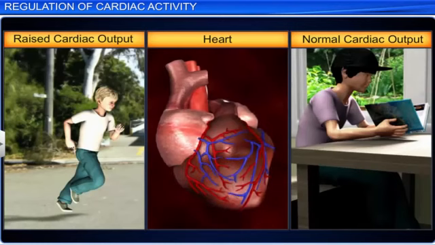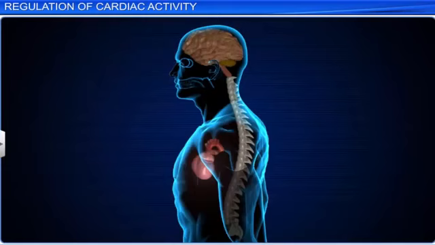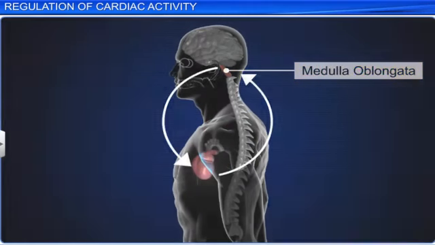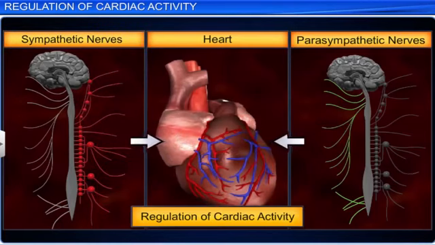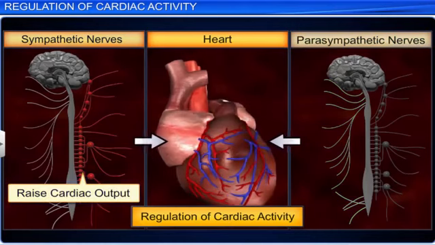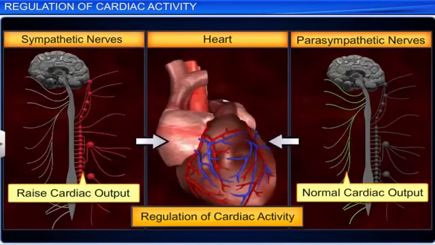Our body has the ability to increase or decrease cardiac output when required. This is because nodal tissues, which induce cardiac activity, are controlled by the medulla oblongata of the brain through sympathetic and parasympathetic nerves of the autonomous nervous system, or the ANS. While sympathetic nerves increase cardiac output, parasympathetic nerves act antagonistically to decrease cardiac output and bring it back to normal.